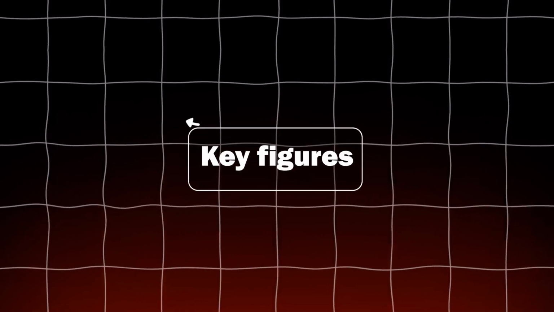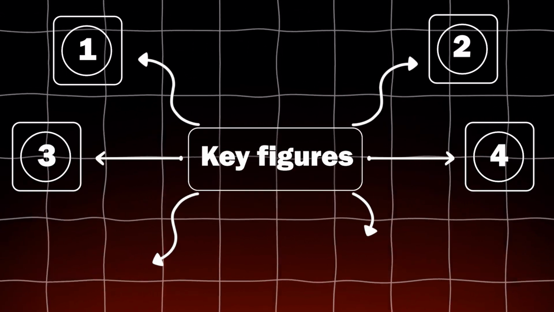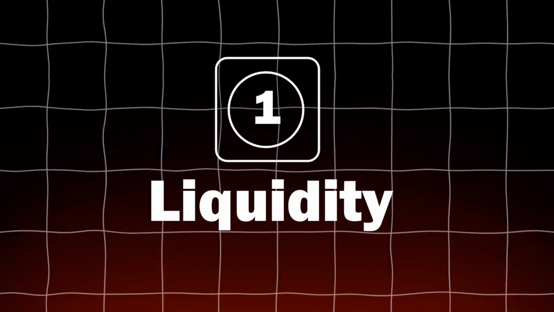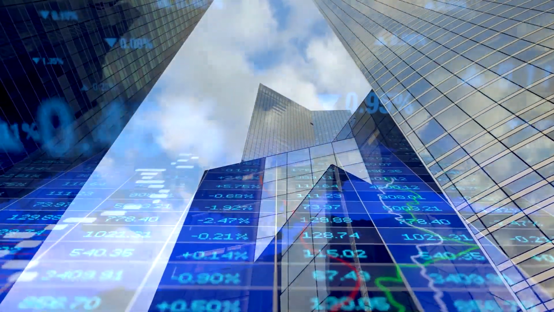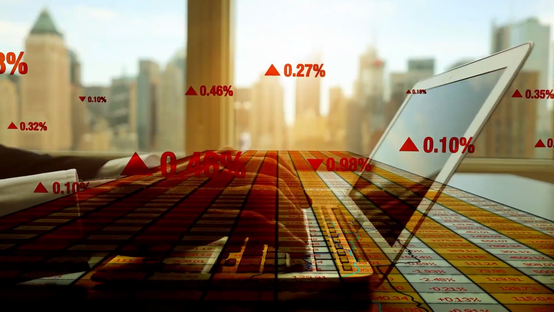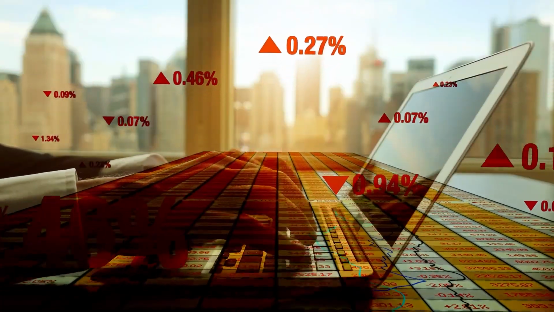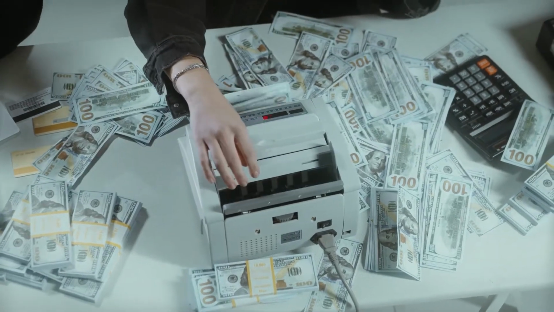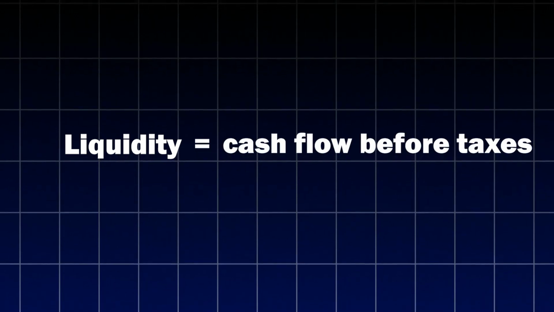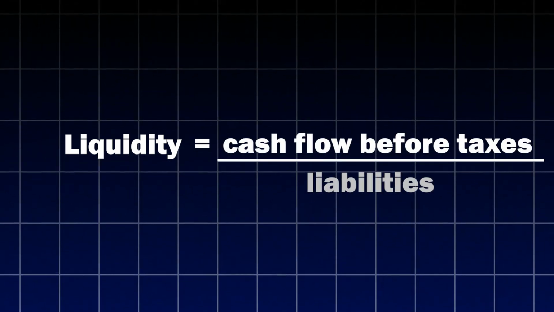Key figures for financial stability and earning power. 1. Liquidity. When assessing the company's liquidity, the quick test is interested in whether and to what extent the cash flow generated is suitable for servicing the company's liabilities. The company's liquidity is therefore assessed using the following formula. Liquidity is equal to cash flow before taxes divided by liabilities.